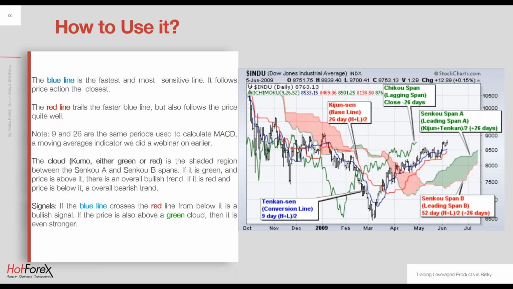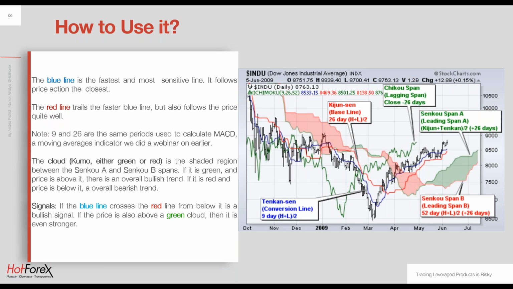Now the cloud, either red or green, it doesn't matter. What matters is where it is placed. Is it above the price? Is it below the price? The color matters, but what matters the most is where our price action is. Is it above or below the cloud, or is it within the cloud?